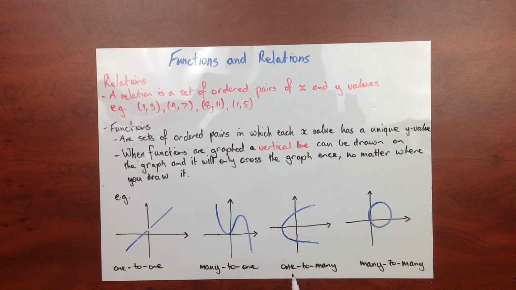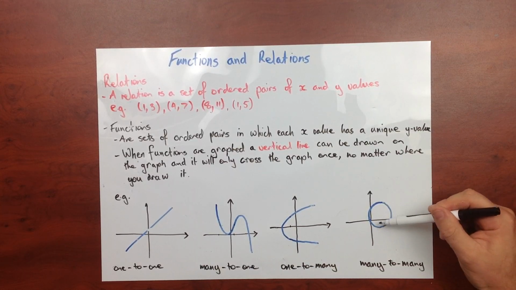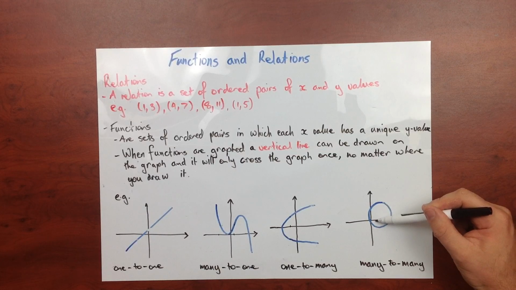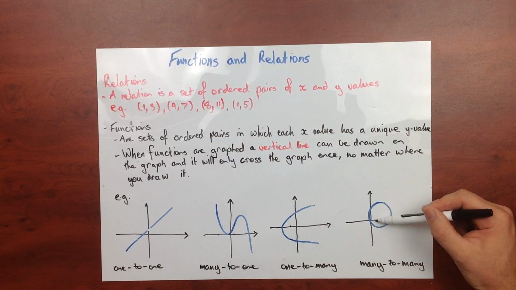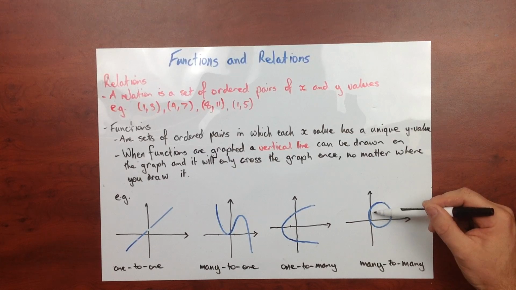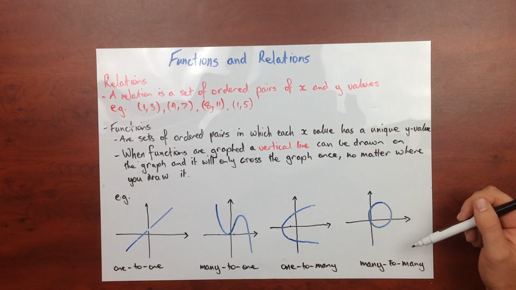This one is one x value giving many y values. So for example here, this x value will give a y value here and a y value there. Okay, this many to many is a circle, because this x value will give different y values here. So we get two different y values for our one x value. Similarly, we can get the same y value for two different x values.